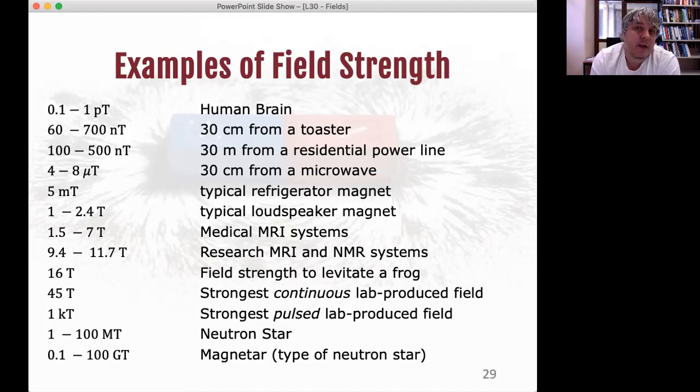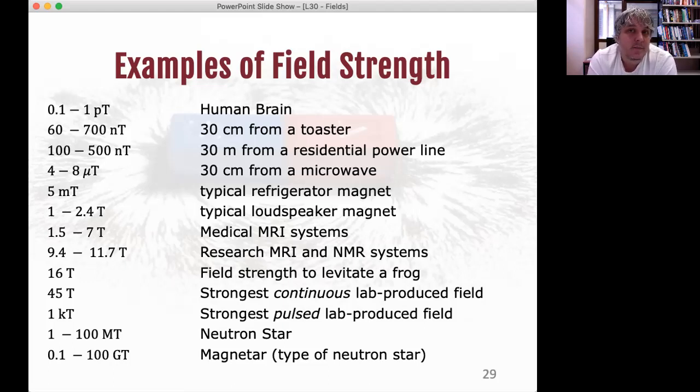But if you produce a very quick magnetic pulse rather than continuing it, then we actually have the technology to get a lot stronger. But of course, you're not going to be able to do any levitation or anything because it's not continuous. It's just a little pulse. And that has been up to 1 kilotesla. That's the strongest pulse lab-produced field.